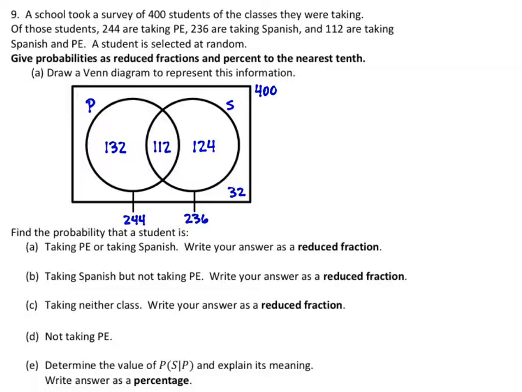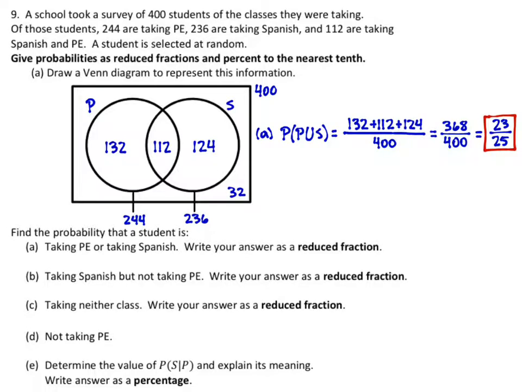All right. For A, it says find the probability that a student is taking PE or taking Spanish. Again, we have an or, so we're going to write that as a union. So P of PE union Spanish. Again, three pieces. The three pieces are the 132, the 112, and the 124. So we'll add those up and put that all together, and you end up with 23 over 25 as a reduced fraction. And then I'm not going to put that into a percent. You guys can do that on your own.